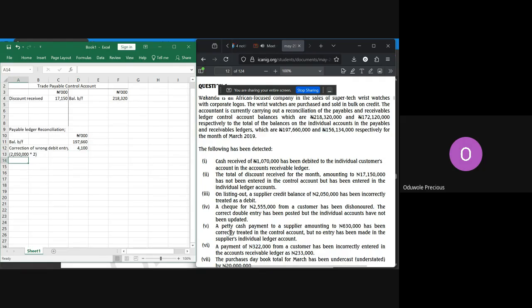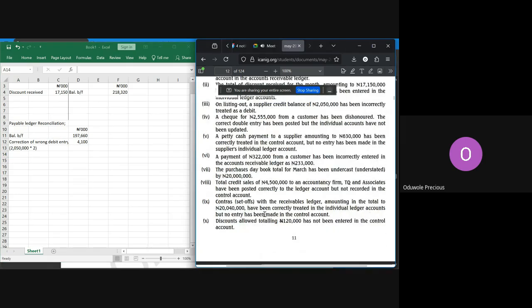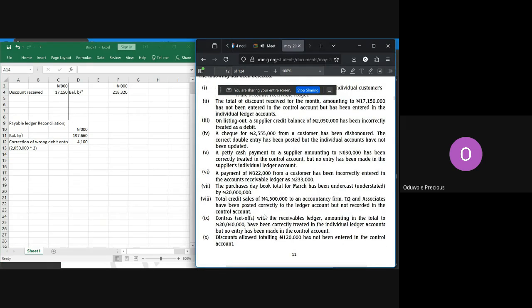The third one says a check of 2550 from a customer has been dishonored. Everybody knows this one now. Dishonored check. The correct double entry has been posted, but the individual account has not been updated. If you look at this directly, you know that it affects your receivables. Let me first say whether it is a control account or not. So it affects the receivables. That's the first thing you want to know.